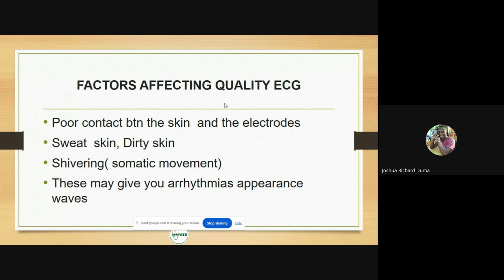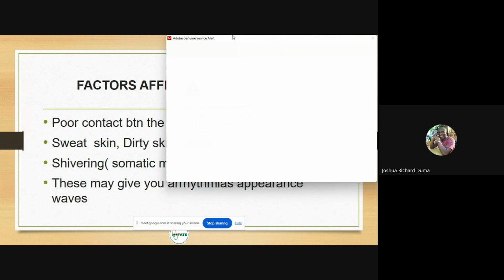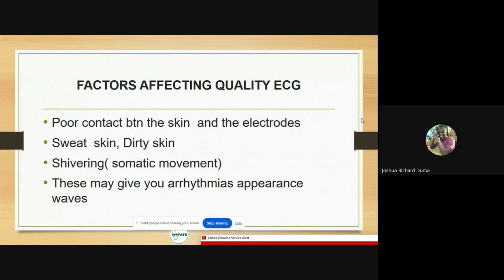So once you see that the heart rhythm is not seen as it is normally, one of the factors is if the patient is having sweats, or if there is poor contact between the electrode and the patient's body. If the patient is shivering for various reasons, it can also affect the quality of the ECG. Sometimes you can interpret that the patient is having an arrhythmia, and it may not be an arrhythmia as you think. That's why I earlier said that you need to assess the clinical presentation before interpreting the rhythms on the monitor. So shivering can also affect the quality of the ECG.